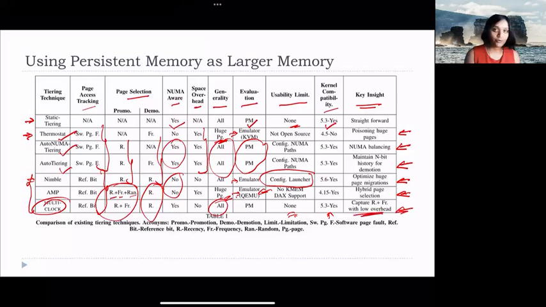Now, let's look forward to what you can add to this table. If you can come up with a design of a more advanced tiering mechanism with your novel key insight that sets your idea apart from these existing ideas, that would be best, right?